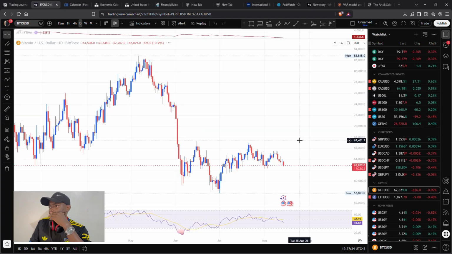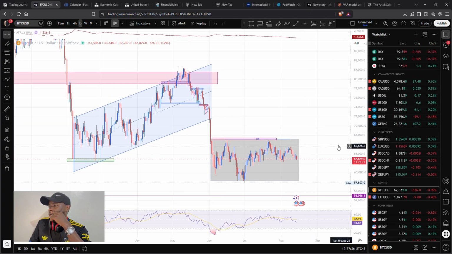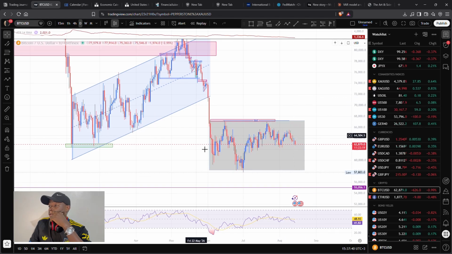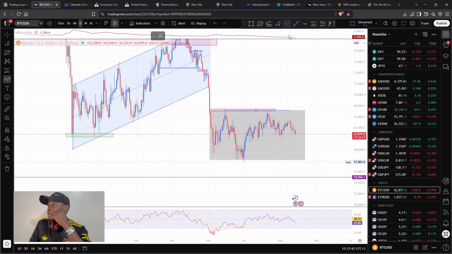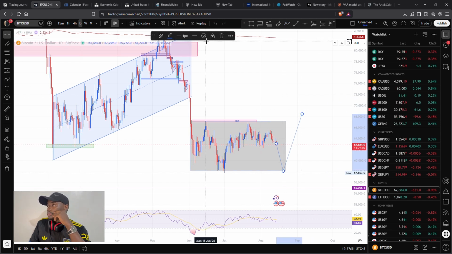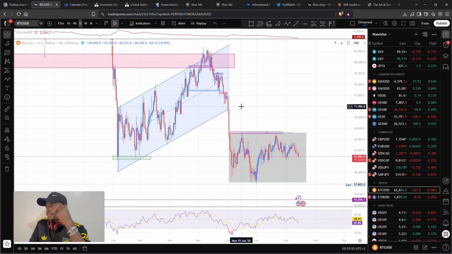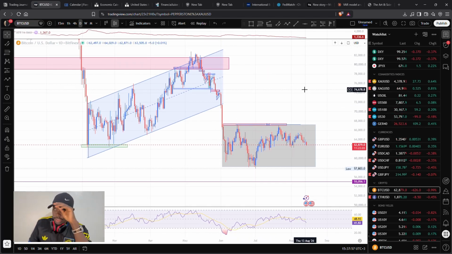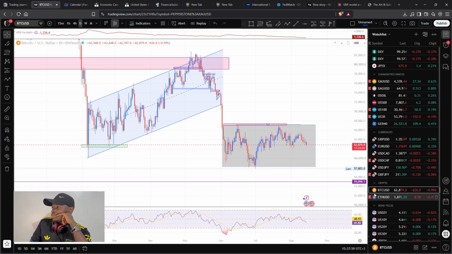For Bitcoin, it's been stuck in this range for a while. Maybe we see it retest the bottom side of the range, and then we could see it break to the upside. I think right now the bottom for BTC is in, but we will see how it plays out.